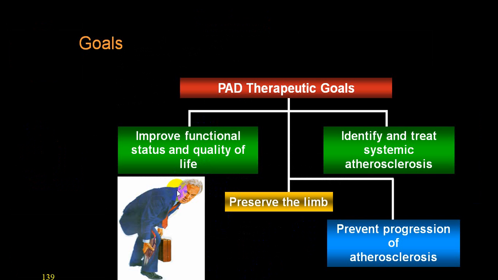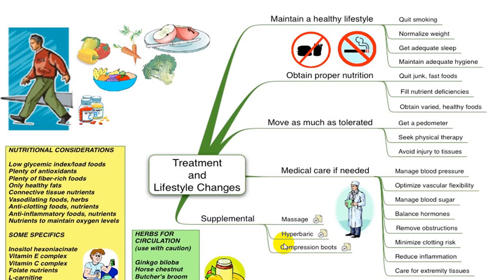You improve the functional quality, and you want to preserve the limb, and you want to prevent the progression of atherosclerosis, and try to identify and treat the systemic atherosclerosis. So this is a simple slide which shows you lifestyle modification. So these are all lifestyle modification, what you should include in nutritional, what you should avoid. There are some herbal preparation which can also help you out.